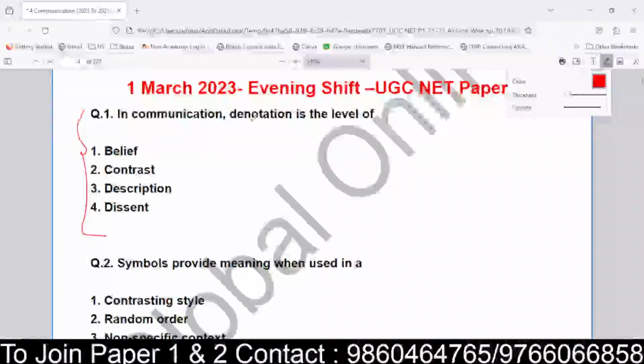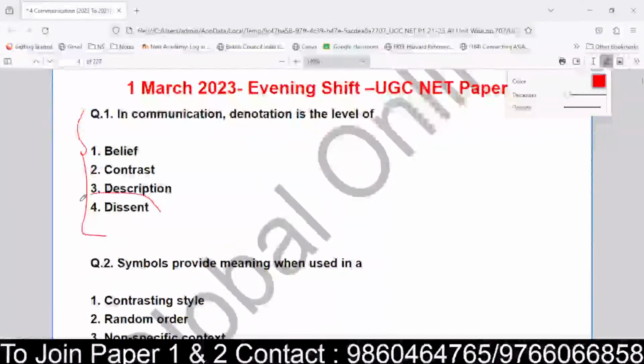In communication, denotation is the level of what? Belief, contrast, description, dissent. When we talk about connotation and denotation, denotation is basically talking about what? They have given you the following options: belief, contrast, description, or dissent. So exactly what does it talk about?